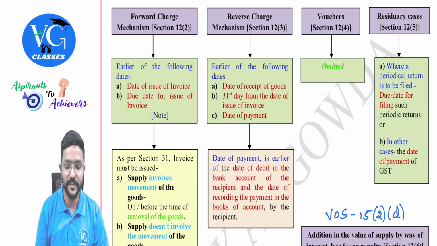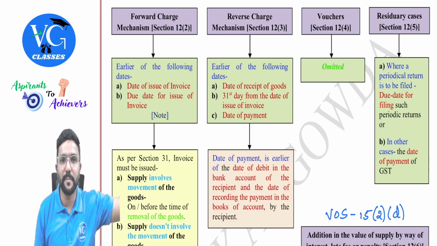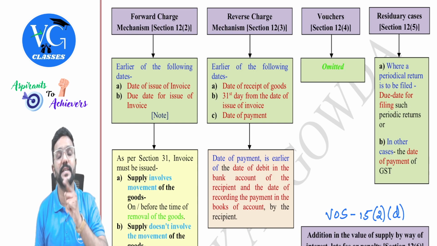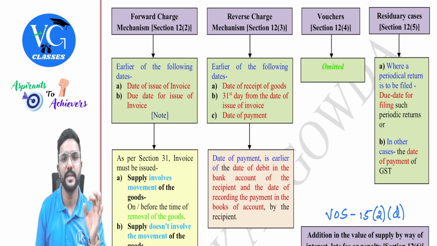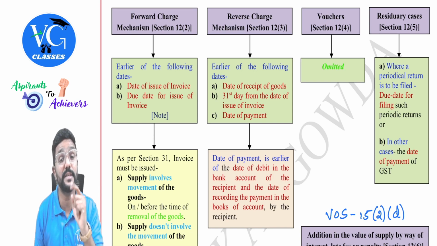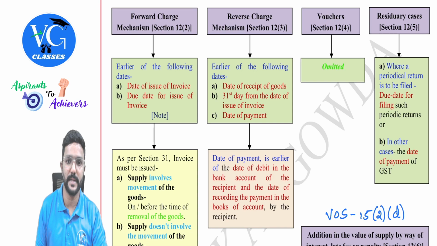Earlier of the following dates, what are those? Date of receipt of goods or 31st day from the date of issue of invoice. So the supplier would have issued the invoice. We need not take the date of invoice. We need to take the 31st day. So actually how they have given in the law is the date immediately following 30 days from the date of issue of invoice. So in simple, should we take the 30th day or the 31st day? 31st day. Yes, sir.